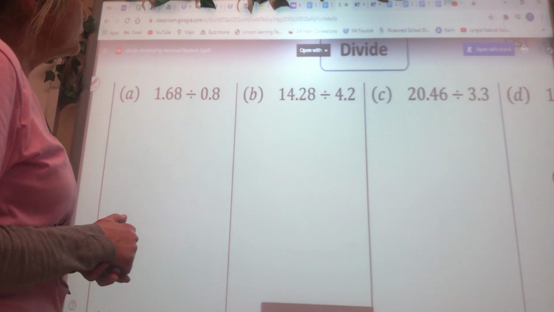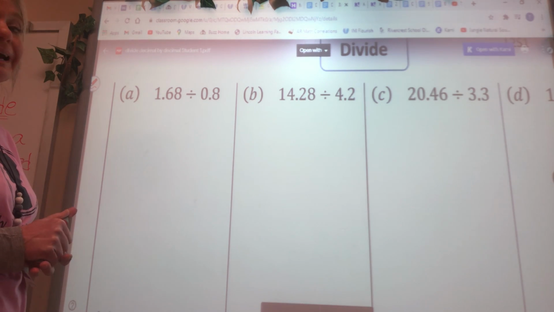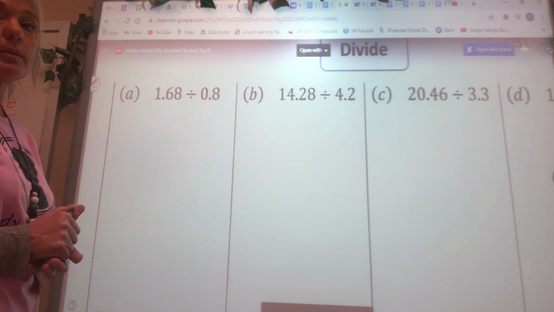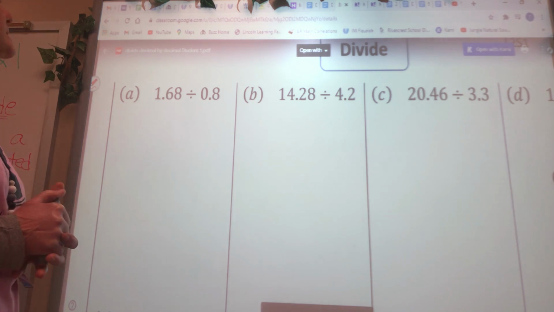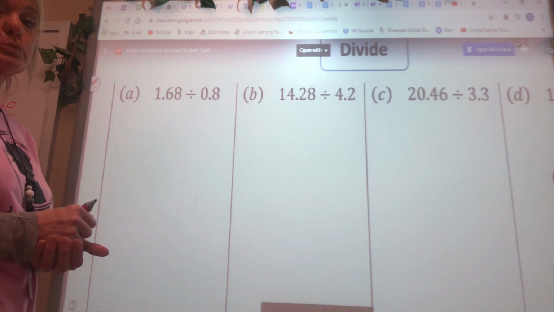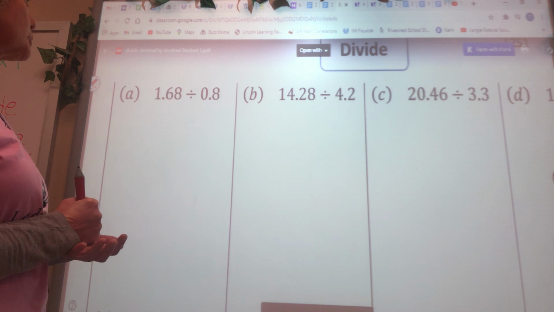We are still working with decimals and dividing decimals. Yesterday we divided a decimal number by a whole number. And today we're going to go one step further. We're going to divide a decimal number by another decimal number.